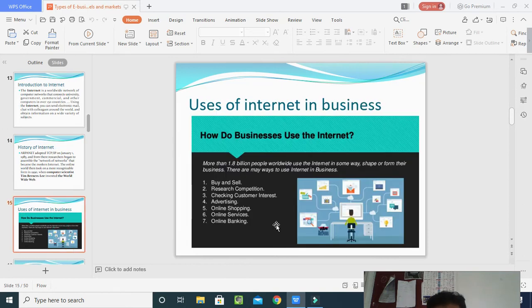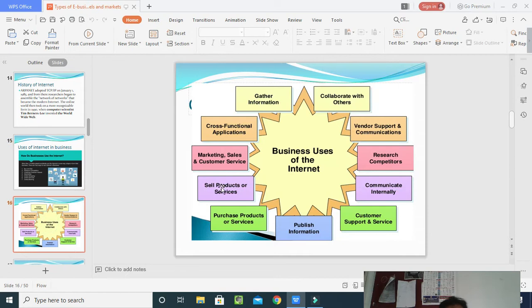If you see what the uses of the internet in business are, we can go for buying and selling, research, competition, checking the customer's interest, advertising, online shopping, online services, online banking, etc. These are the uses of the internet for every business person or every business organization. We will come to know them one by one.